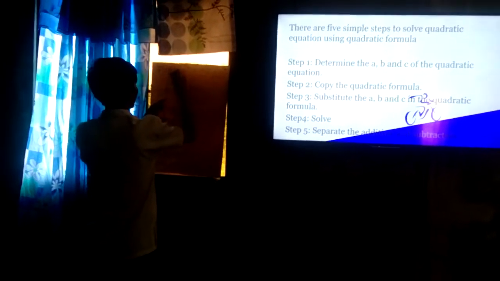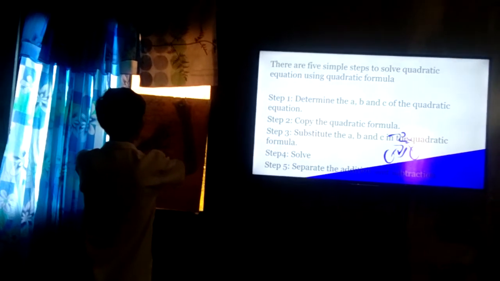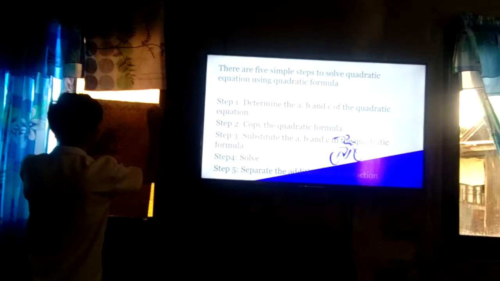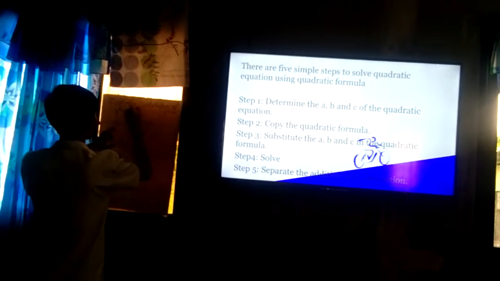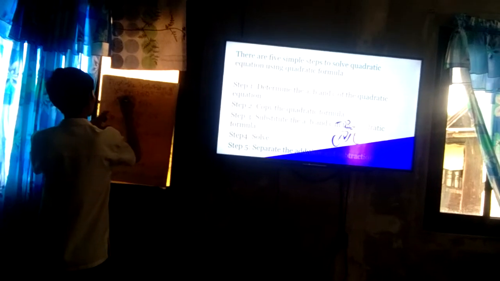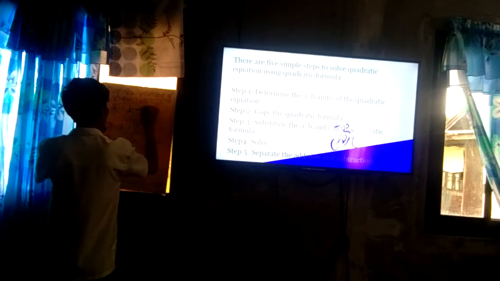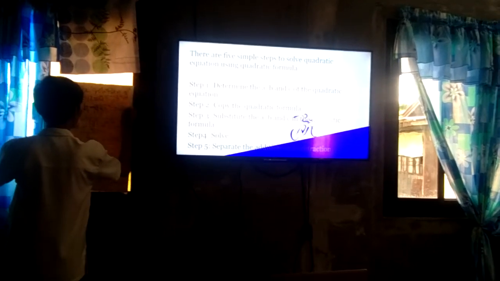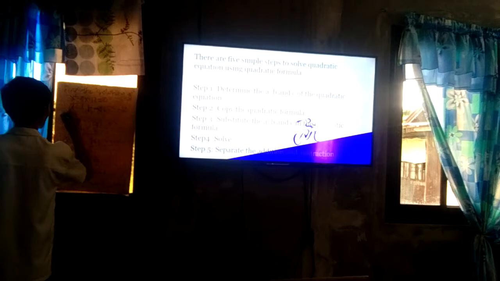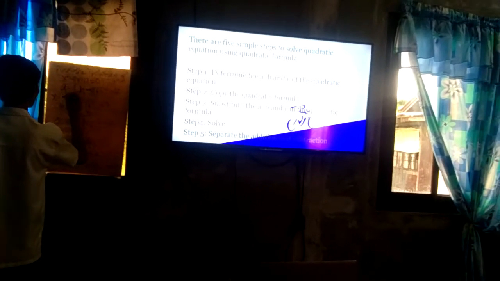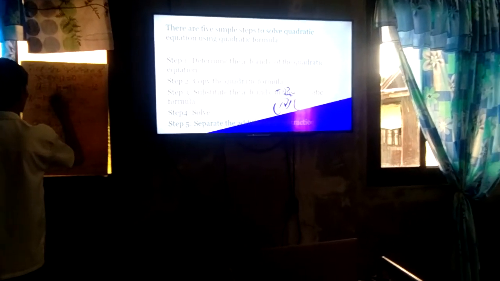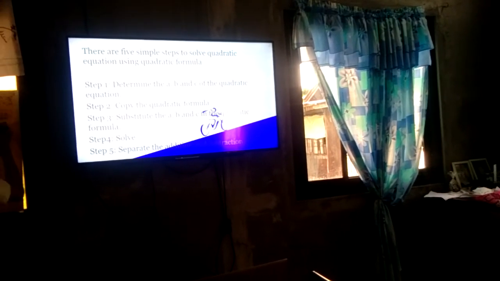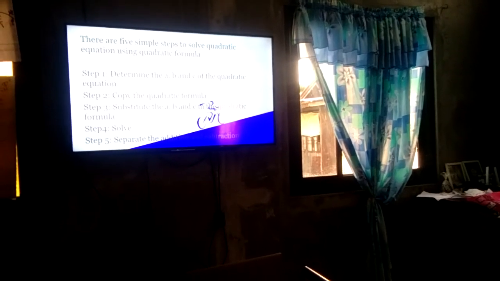Find the solution of x squared minus 4x minus 12 equals 0. Then the first step is to determine the a, b, and c. a is 1, b is negative 4, c is negative 12. Then next is to write the quadratic formula. x equals negative b plus or minus the square root of b squared minus 4 times a times c, all over 2 times a.